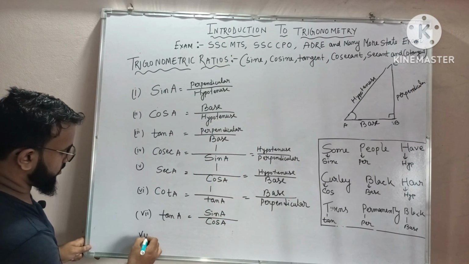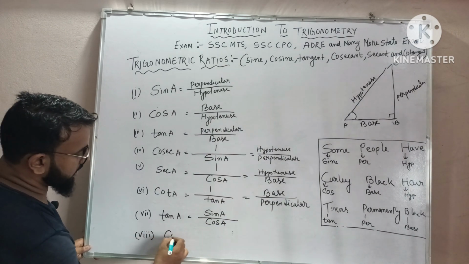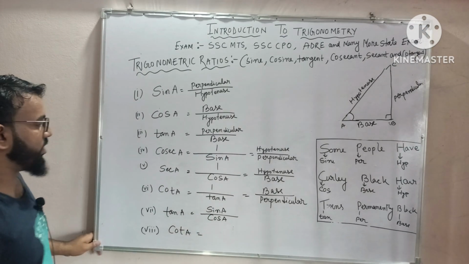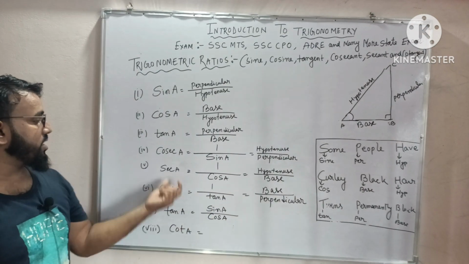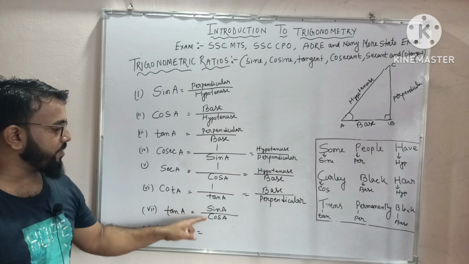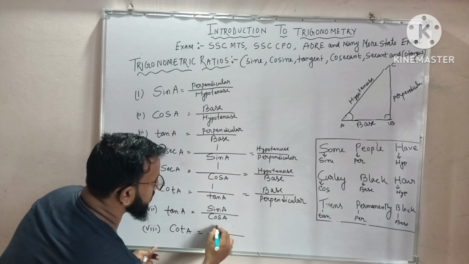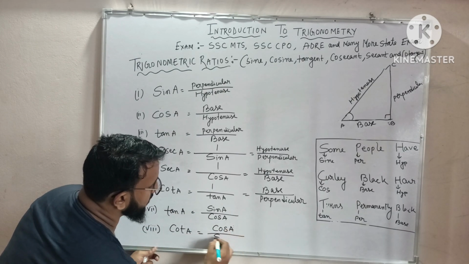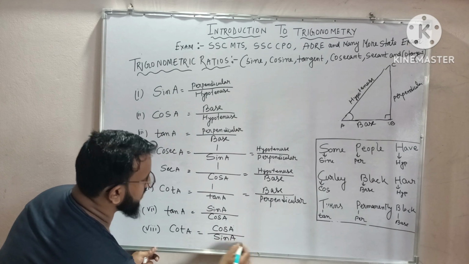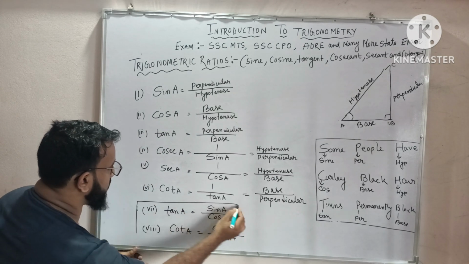और cot को हम लोग क्या लिख सकते हैं? Cot we have understood, हमको क्या पता है? Cot is a reciprocal form of tan A. Tan A अगर sin A by cos A तो cot क्या होगा? cos A by sin A. This is the special form of trigonometry.